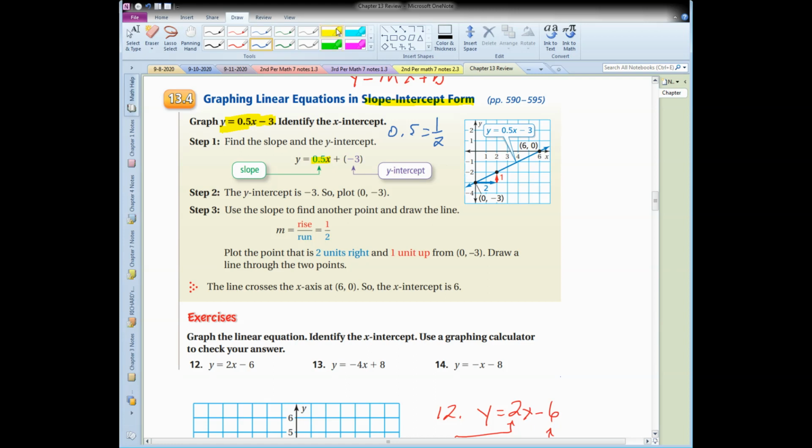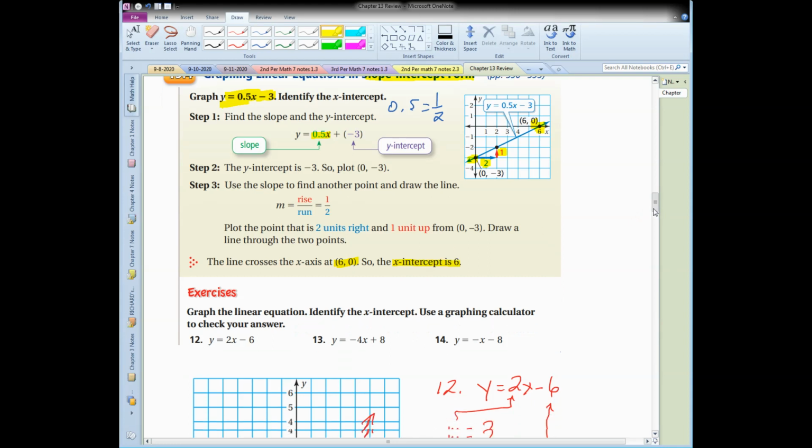So I start at my y-intercept, and notice how I did my rise of 1 and my run of 2, and I could plot another point. And then I just extend that line and see where it crosses the x-intercept. The x-intercept is where y equals 0. And so you can see that the line crosses the x-axis at this point. So the x-intercept is 6.